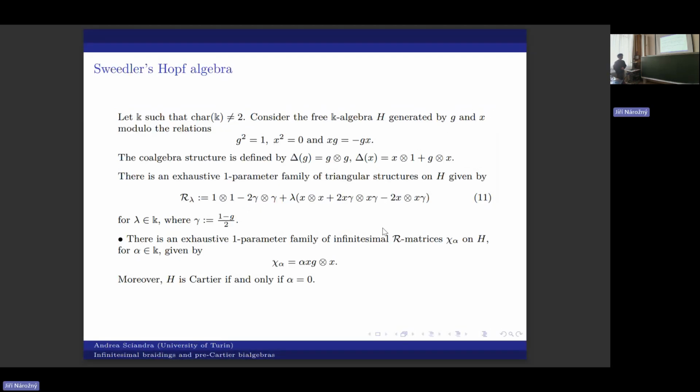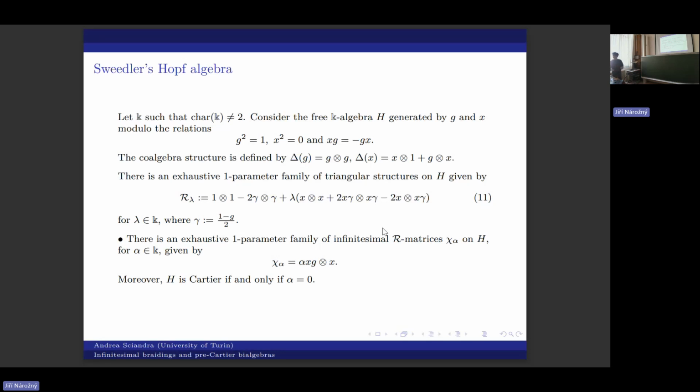Now, an example. If we start with a field of characteristic different from 2, we can consider the Sweedler algebra, which is just the algebra generated by two elements, G and X, modulo these relations: G squared is 1, X squared is 0, and X and G anti-commute. The coalgebra structure is given as follows. G is group-like, so delta of G is G tensor G, and X is skew-primitive, so delta of X is X tensor 1 plus G tensor X. And it is known that for the Sweedler algebra, the quasi-triangular structures are classified and are of this form here.